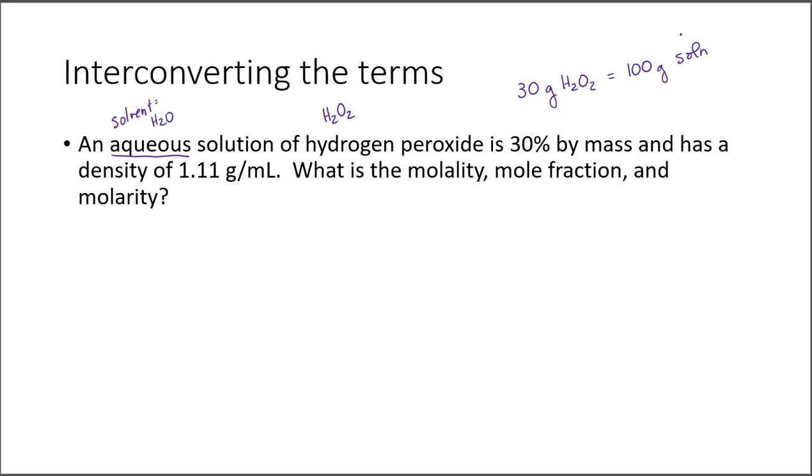Again, just like if you gave yourself 30% on an exam, that would mean that you got 30 right out of 100 total possible. 30% by mass means 30 grams out of 100 possible. And the solution has a density of 1.11 grams per milliliter. We want to know, what is the molality? Molality is moles of solute divided by kilograms of solvent.